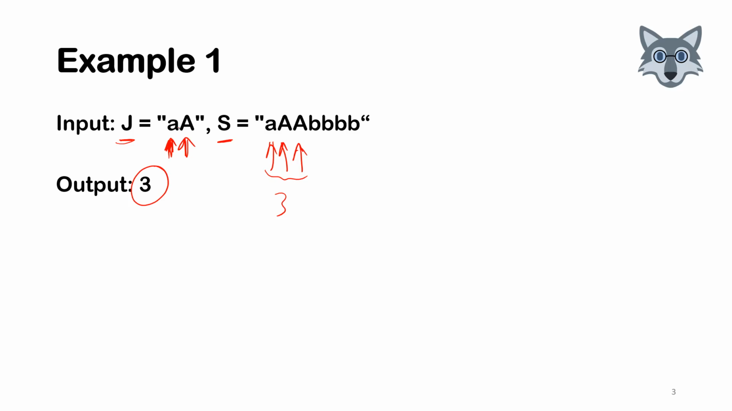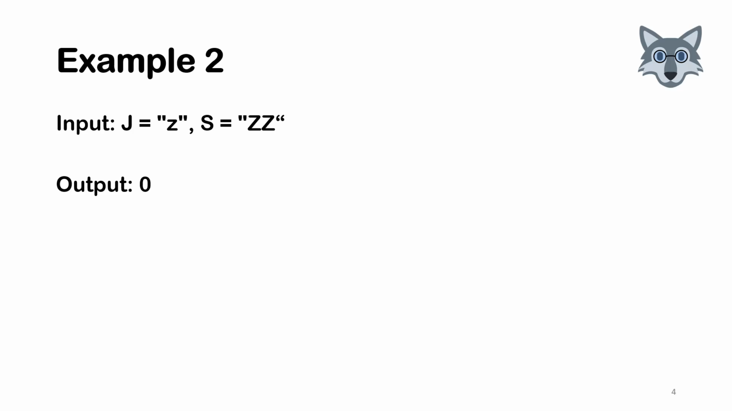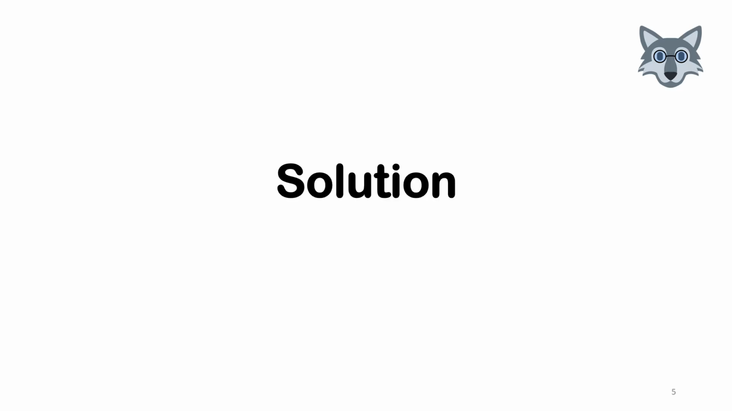The one thing you have to notice is small a and big A are different from each other, so it is not case insensitive. In this case, it becomes more clear. If the jewel is small z, then there is nothing in here, so we should be returning 0 because there are no jewels in the stones. So let's just dive into the solution.